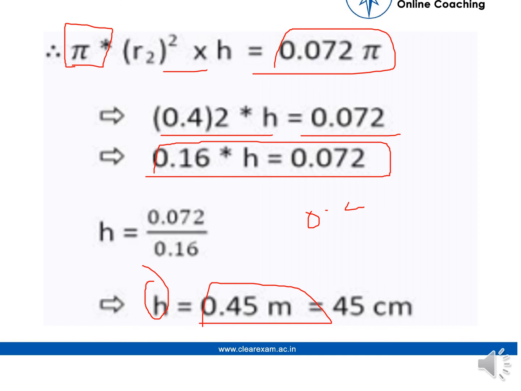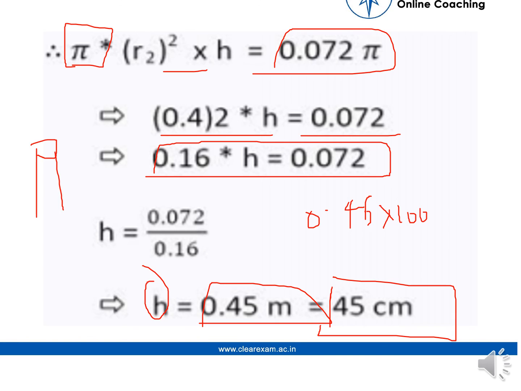When we convert it into centimeters, we need to multiply it by 100. So when we multiply it by 100, we get 45 centimeters. That will be the total height that will be filled in 30 minutes of time duration.